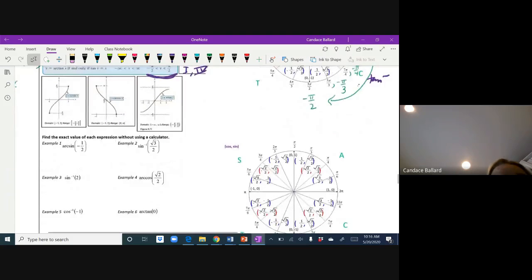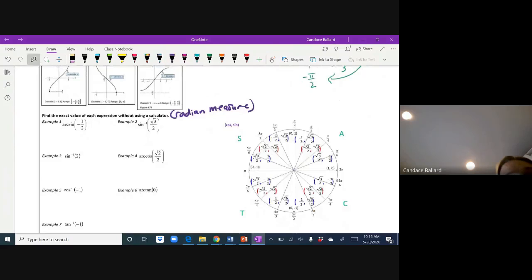Okay, so I need to find the exact value of each expression. What we're really looking for is the radian measure. That's what our answer is going to look like, a radian measure. And again, we're only going to do these 7 examples because I know some of you have a test that you have to be getting to.